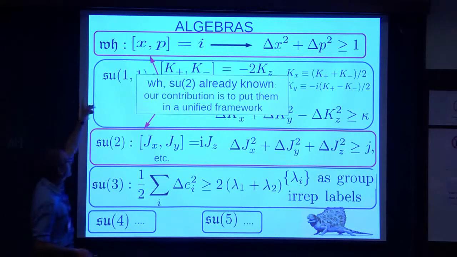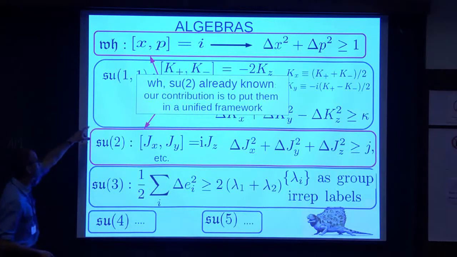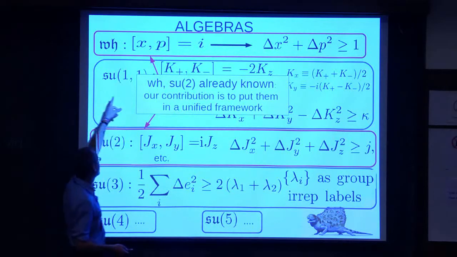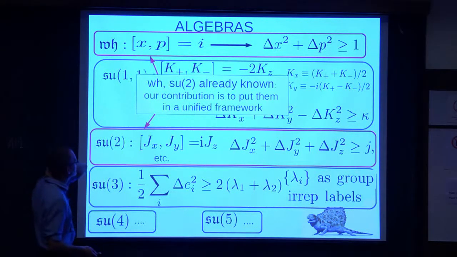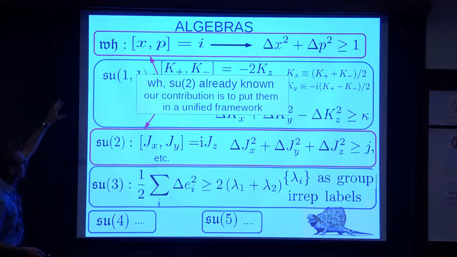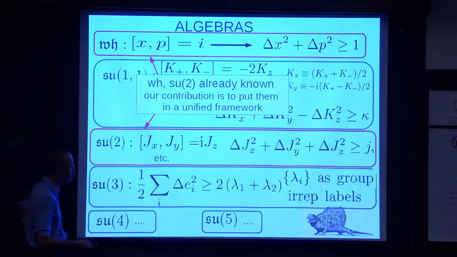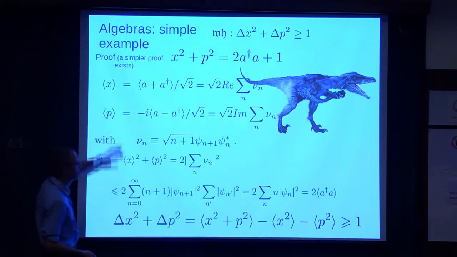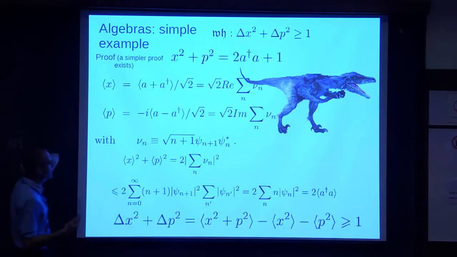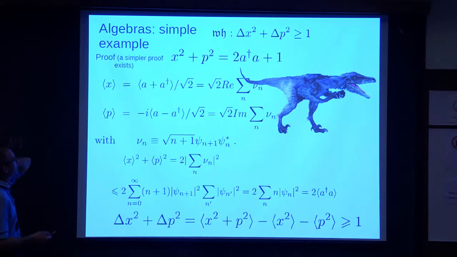Of course, the Weil-Heisenberg case and the SU(2) case were already known. The Weil-Heisenberg case is trivial. You can derive it very easily. And the SU(2) case was rediscovered many, many times. But what we did was to put all these cases in a unified framework, okay? So to show how all of them can be derived in a single way. And just to give you an example of how it's derived, I don't want to go through all the calculations, but just to give you a flavor of the calculation, let's derive the case of the Weil-Heisenberg.